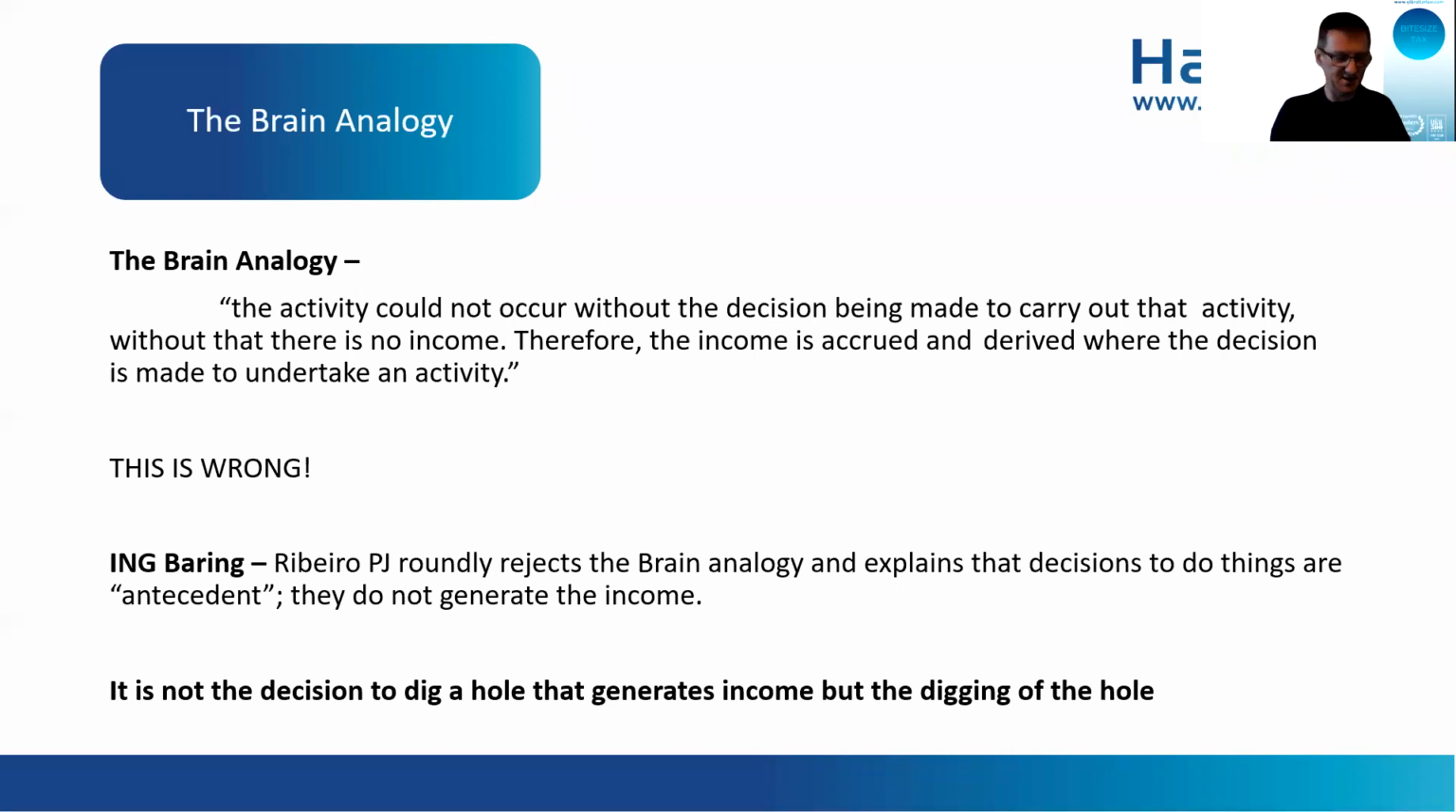And let's talk about what the brain analogy is now. The brain analogy can be summed up in this sentence, which is my sentence. I know I've put it in inverted commas, but it's my sentence. The activity could not occur without the decision being made to carry out that activity. Without that, there is no income. Therefore, the income is accrued and derived where the decision is made to undertake the activity. That is wrong. The decision to undertake the activity is an antecedent decision to the income generating activity. It is not part of the income generation.